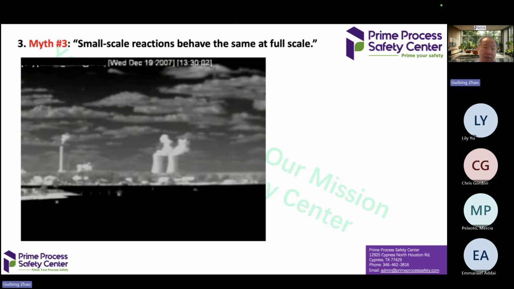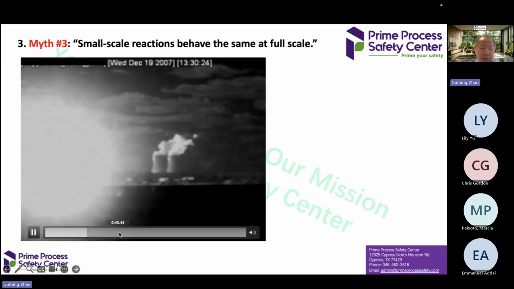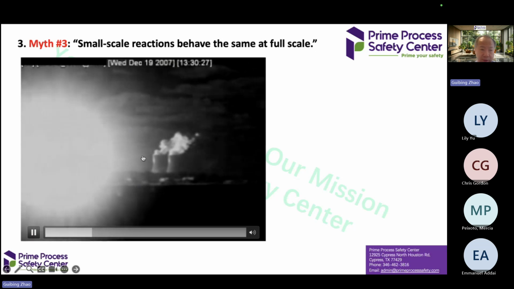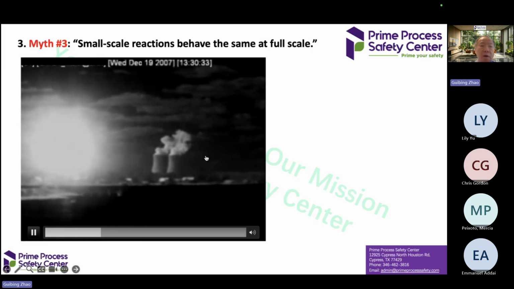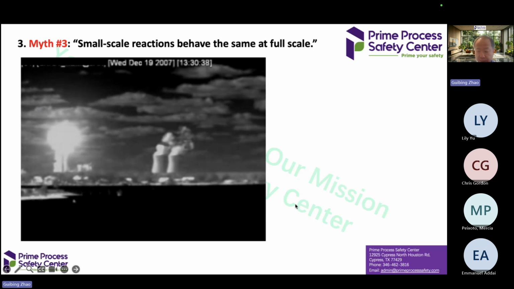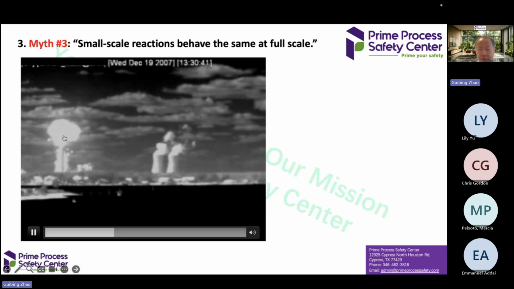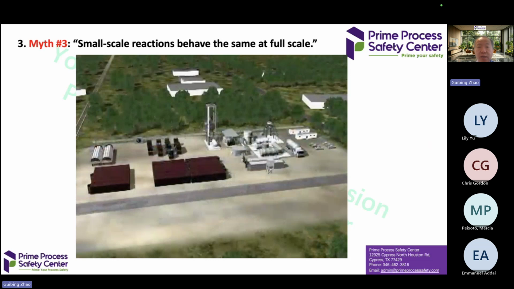For example, let's look at the T2 laboratory incident. You can see this very big incident, where a reactor burst. This video is from a civilian camera, and it's really like a mushroom cloud. The surrounding area was damaged. Let's look at the video of this T2 laboratory incident. You can find it from CSB, and basically CSB made this video.